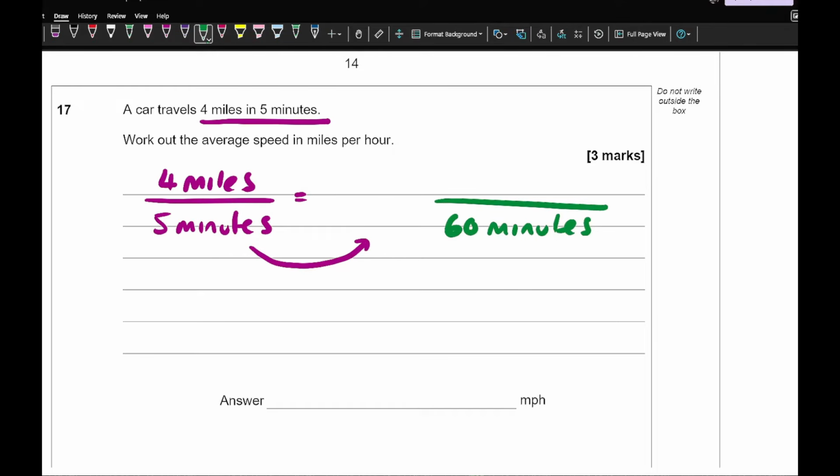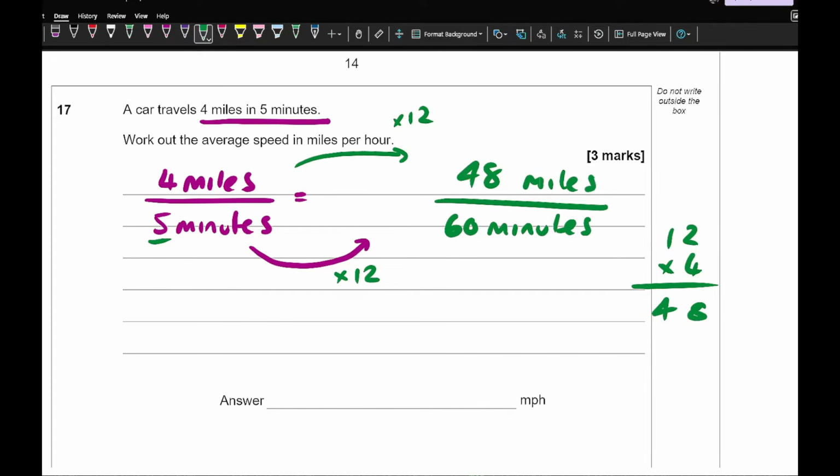So from this, what do we need to multiply 5 by to get 60? Well, I need to multiply that by 12. So if I multiply the numerator by 12, 4 times 12 gives me 48. It's going to be 48 miles. And so that fraction then is going to be 48 miles per hour. So the number I need to write is 48.